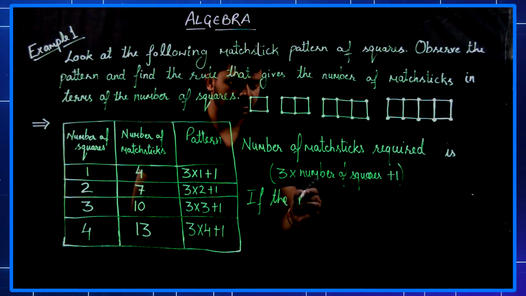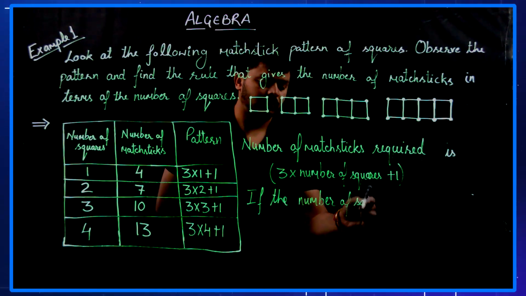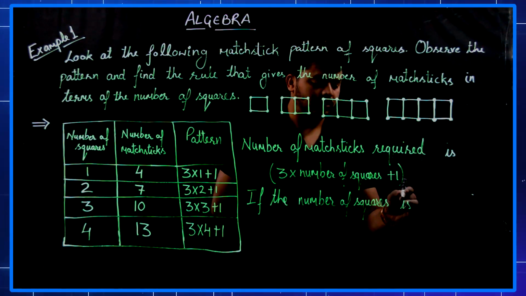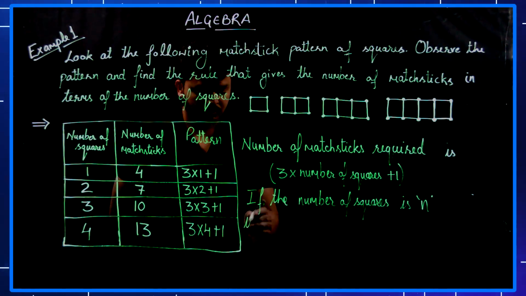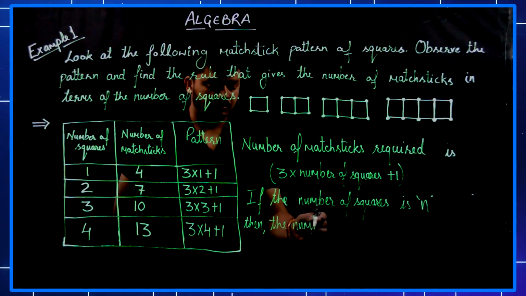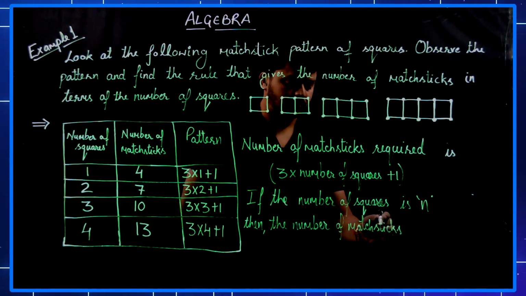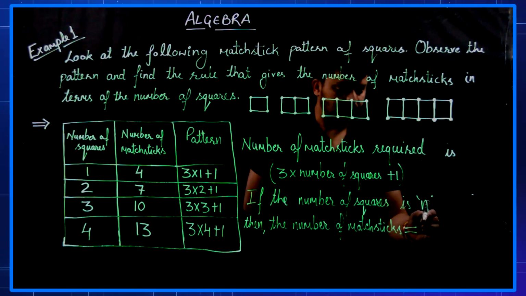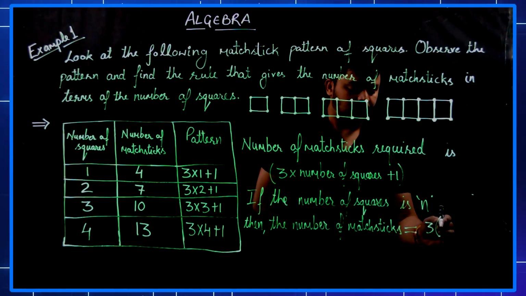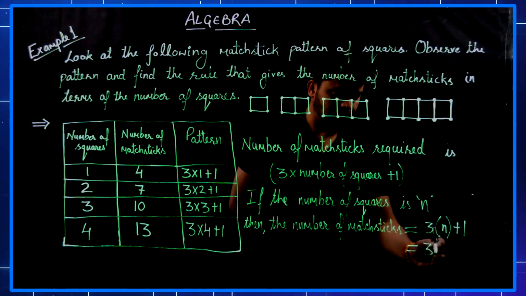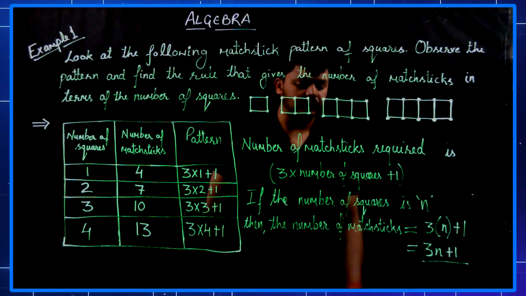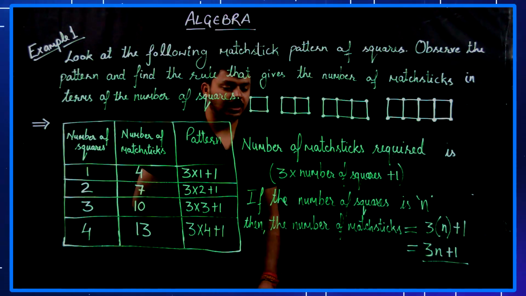So therefore, if the number of squares is n, then the number of matchsticks is equal to 3 into n plus 1, that is 3n plus 1. So this is the general formula to count the number of matchsticks when there are n squares.